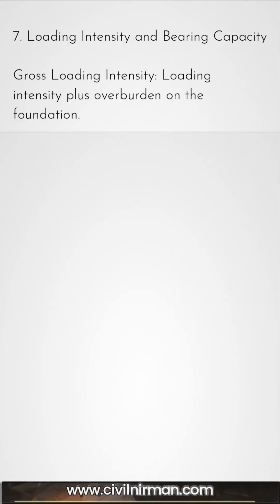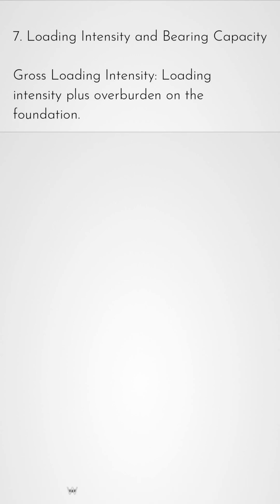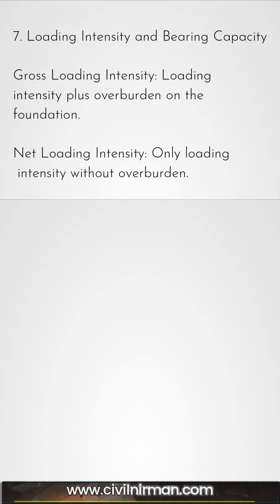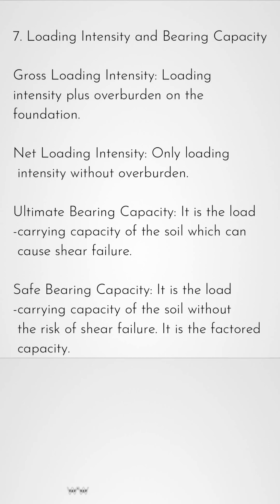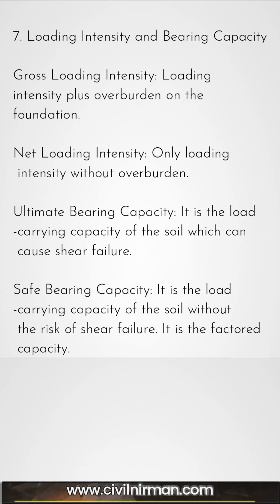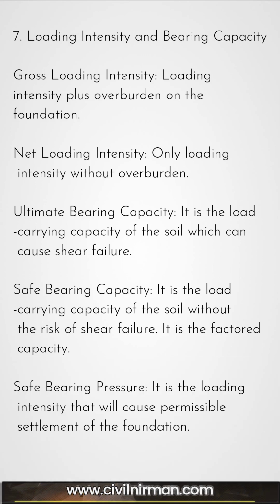We have several terms over here and I have tried to simplify those terms. So here are the terms, let's understand. The first one is the gross loading intensity. It is the loading intensity plus overburden on the foundation. Then we have net loading intensity, that is only loading intensity without overburden. Then we have ultimate bearing capacity. It is the load carrying capacity of the soil which can cause shear failure. Then we have safe bearing capacity. It is the load carrying capacity of the soil without the risk of shear failure, and it is the factored capacity. And the last one is the safe bearing pressure. It is the loading intensity that will cause permissible settlement of the foundation.